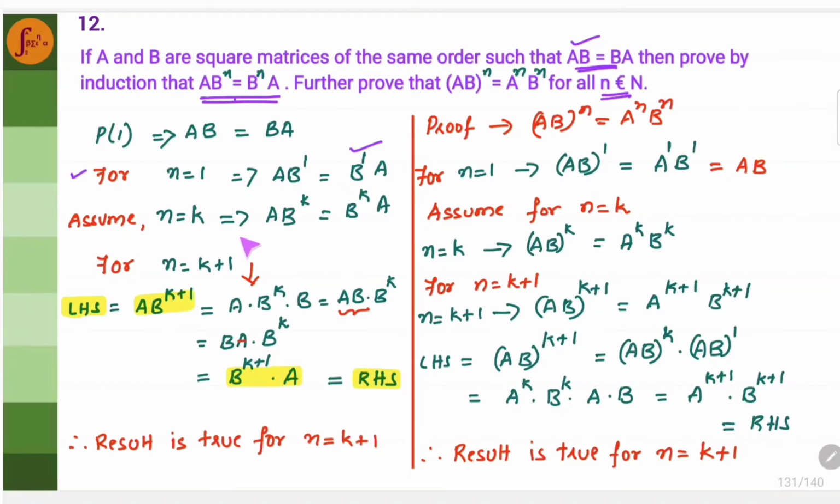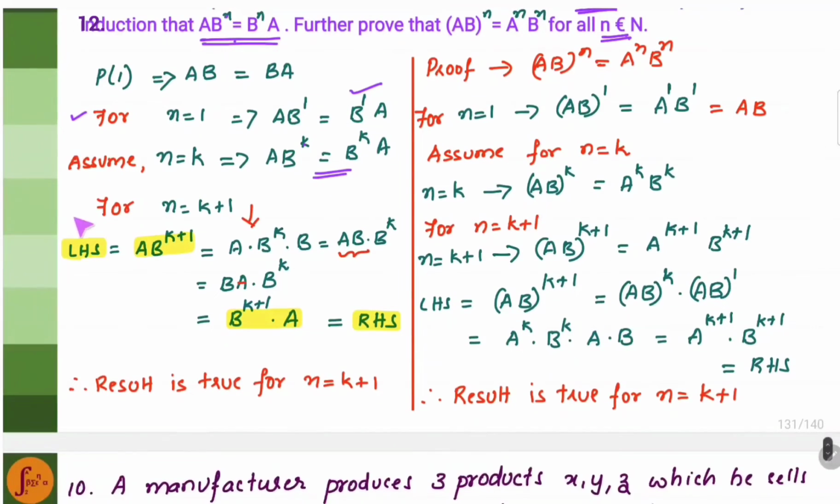Now assume n is equal to k. So you're going to get A into B, and instead of n, it's going to be k. So you're going to get this. Now the second step is done. First step is done, second step is done. Third step, for n is equal to k plus 1.